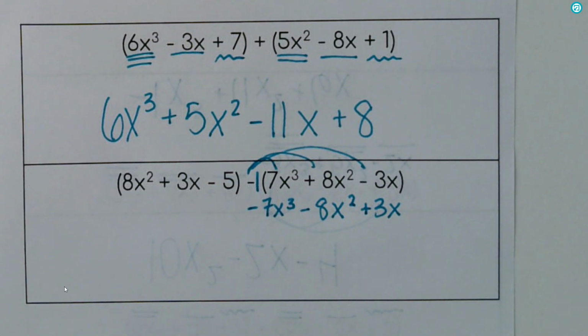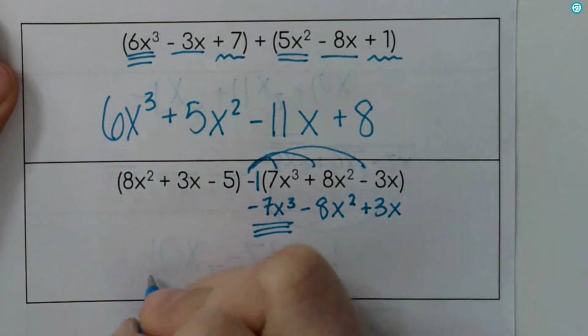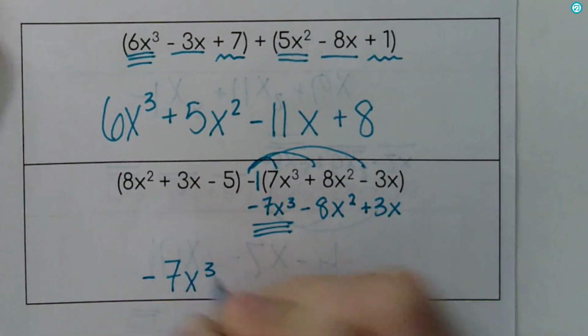Why do I distribute a negative? What operation am I doing? Subtraction. So anytime it's subtraction, distribute to whatever you're subtracting. Now, what's my highest exponent? 3. So this negative 7x cubed goes first. There's no one for it to combine with, so it leads.